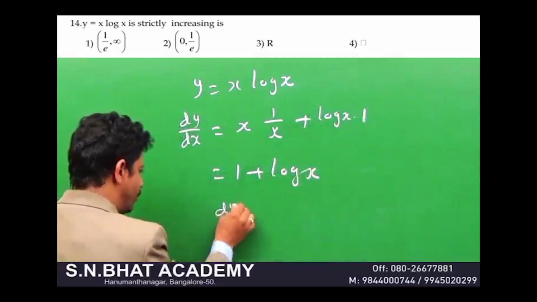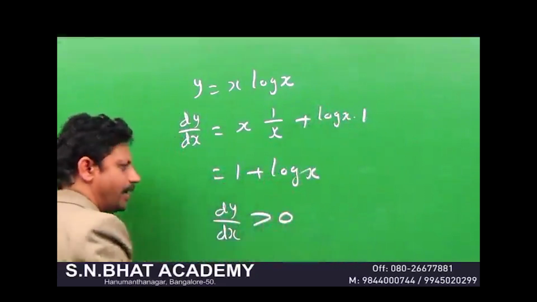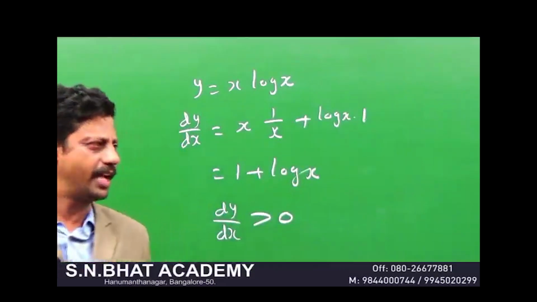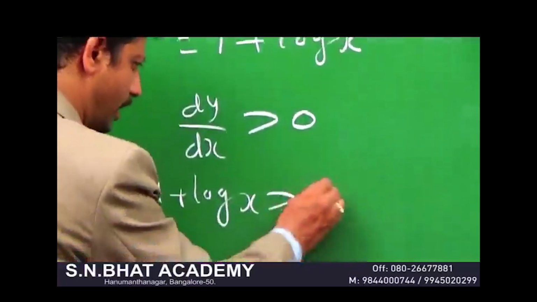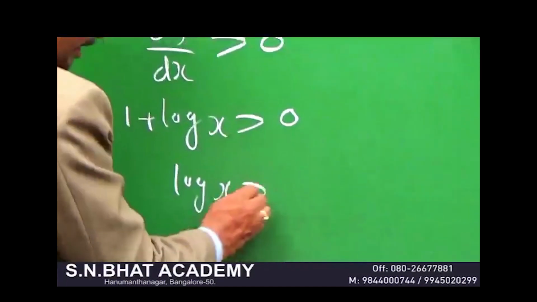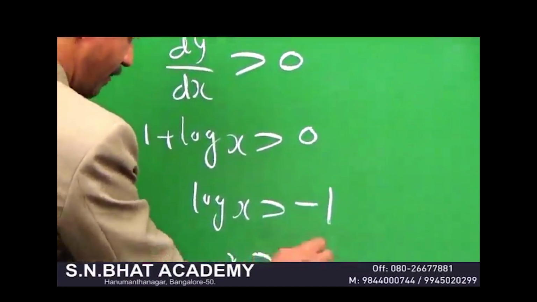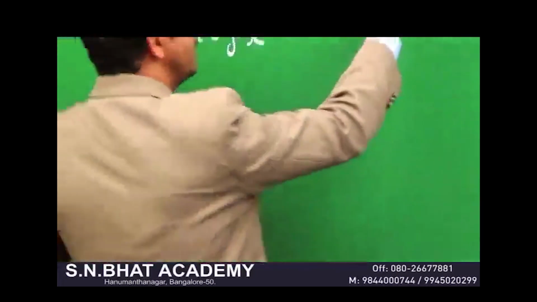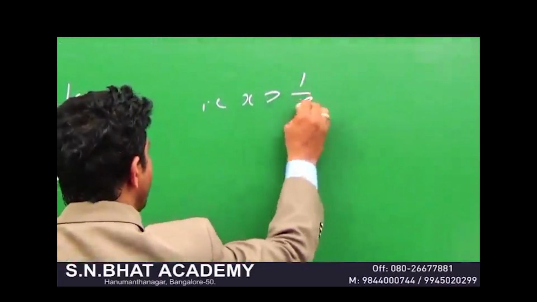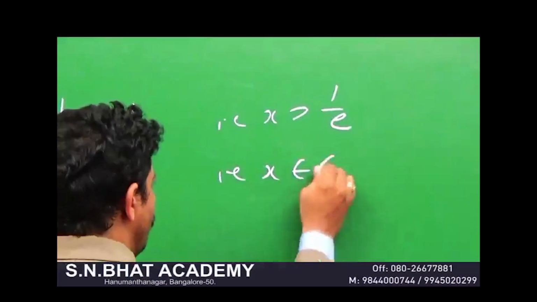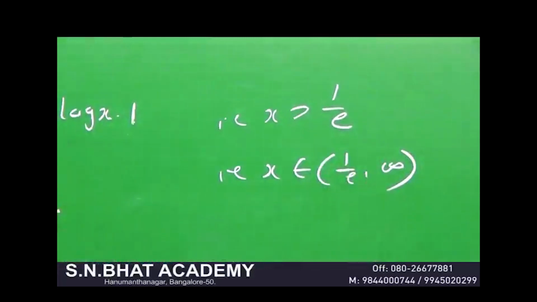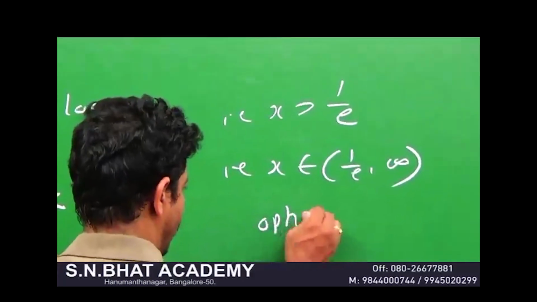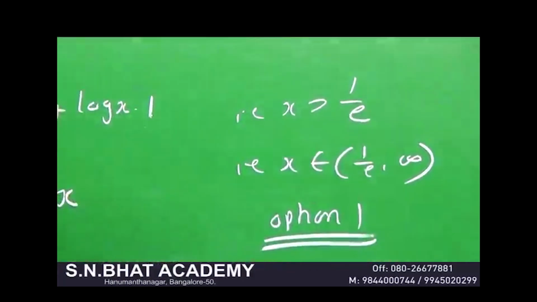For y to be strictly increasing, we should have dy by dx greater than 0. A function is increasing provided the derivative is greater than 0. Here the derivative is 1 plus log x. That should be greater than 0. Or log x should be greater than minus 1, or x should be greater than e power minus 1. That is, x is greater than 1 by e, that is x belongs to 1 by e comma infinity. So this is the interval in which y equal to x log x is strictly increasing. So therefore it is option number 1. So option 1 is the correct answer.